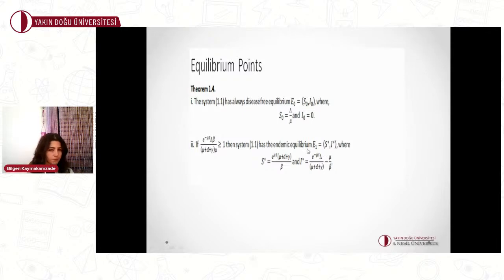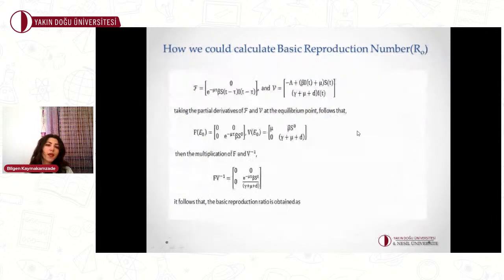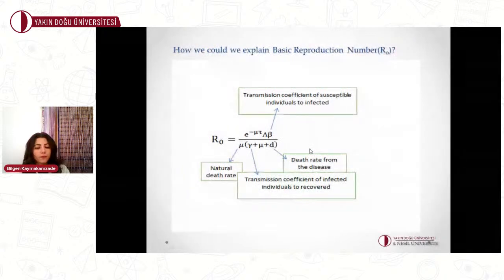So in that area, individuals can be infected. And we say that the basic reproduction number is very important for studying this kind of compartmental model, and it decides whether we have disease or not. The easiest way to find the basic reproduction ratio is the next generation matrix method, which was given by Diekmann and Heesterbeek. Using their method, we construct our matrices and we find our basic reproduction number.